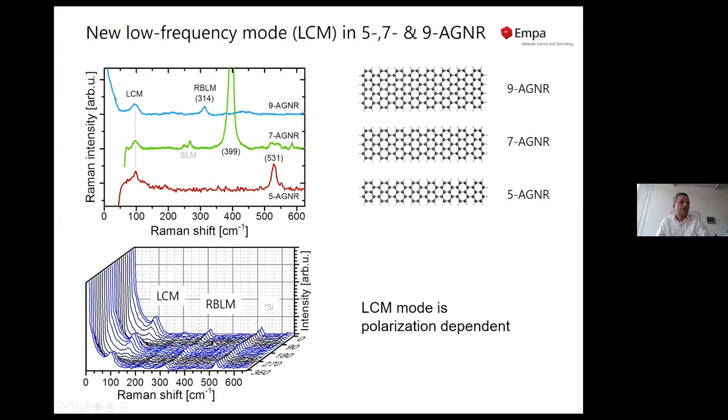Now, if we do polarization-dependent Raman spectroscopy in this case, what we observe as well is that it follows indeed the signature of the nanoribbon. So it is a mode that has to do with the nanoribbon. It is an intrinsic mode of this nanoribbon. And this is something that we can check here.